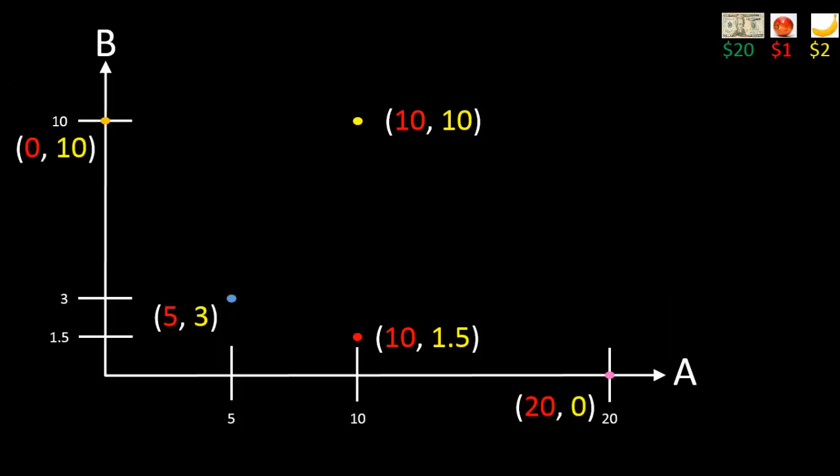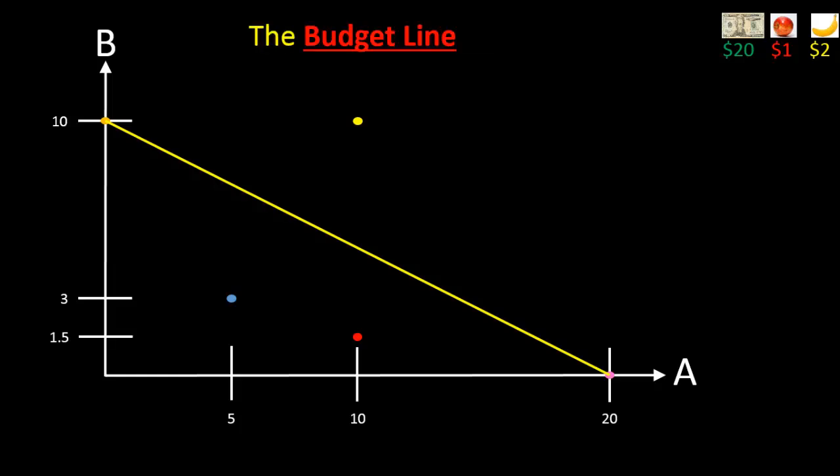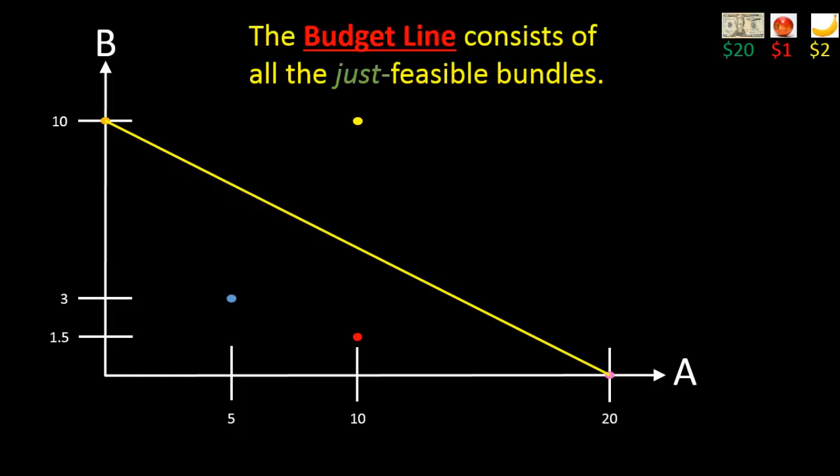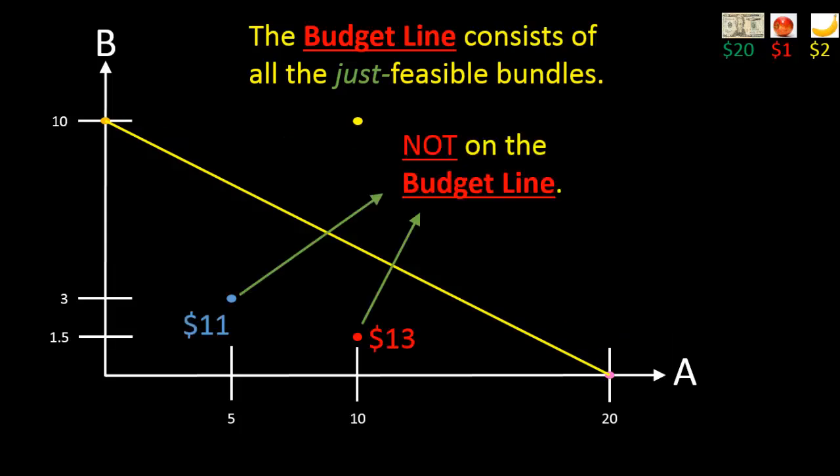The next thing we'll introduce is the notion of a budget line. The budget line is going to look like this. It's a straight downward sloping line. So what precisely is the budget line? Well, the budget line is just going to be the set of all just feasible consumption bundles. So the orange and the pink bundles, which we just looked at, they each cost $20. That's Chris's income, so they are each just feasible. Therefore, they are both on the budget line. In contrast, the blue and red bundles are not on the budget line because they cost less than Chris's income.